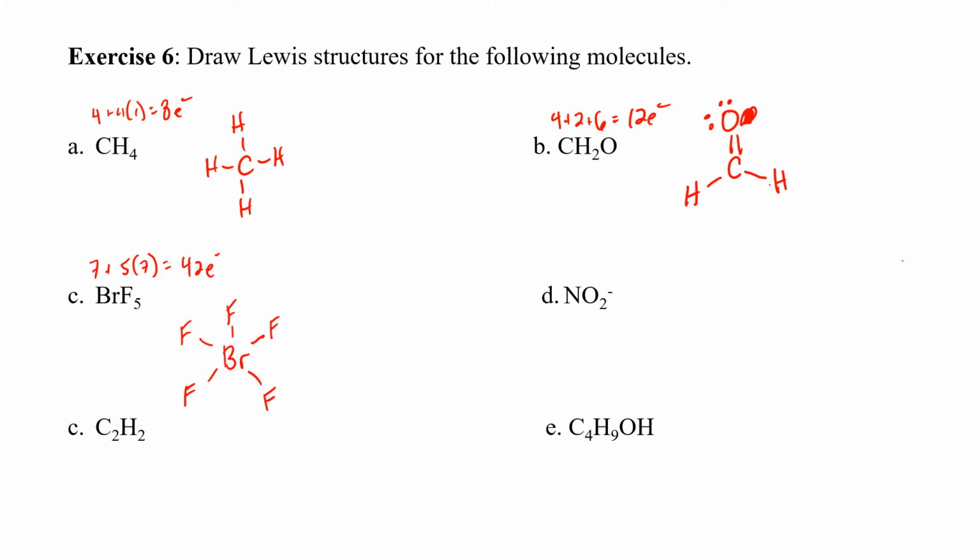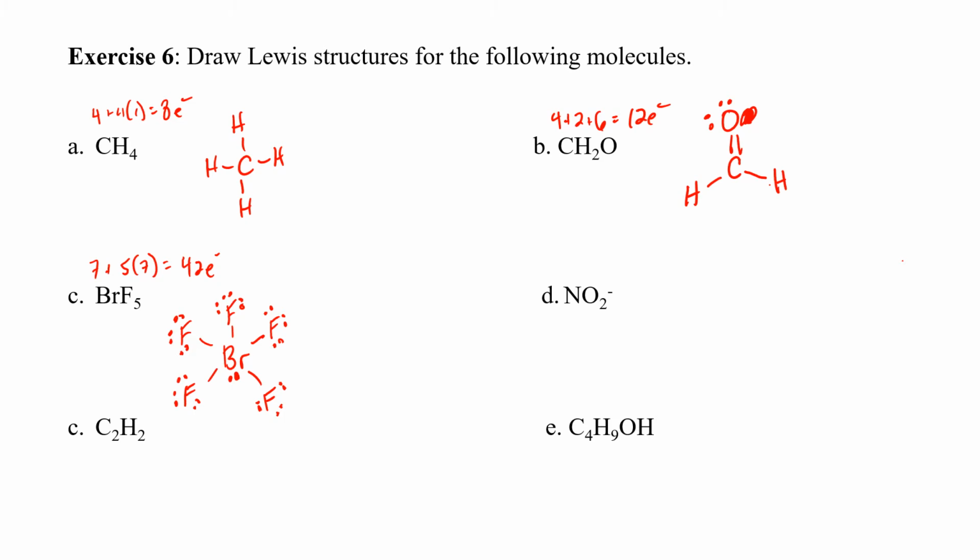I've used 2, 4, 6, 8, 10, 12, 14, 16, 18, 20, 22, 24, 26, 28, 30, 32, 34, 36, 38, 40. At step 3, we're done. We've used 40 electrons. Step 4 says if you have any extra electrons, you put them on the central atom. Step 5, we're going to skip because all of our atoms have an octet. Bromine has to have more than an octet.